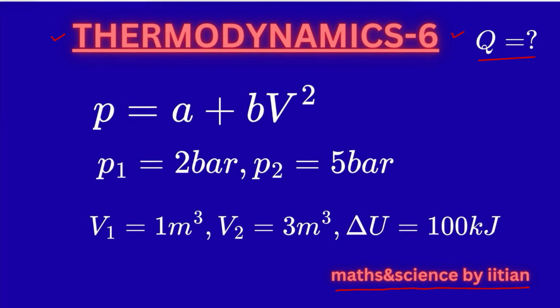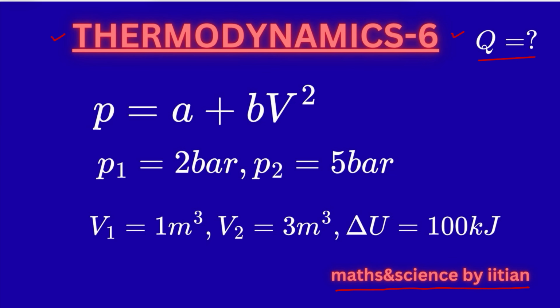Delta U is the change in internal energy. The internal energy at state 1 is something, and at state 2 the internal energy is something. The difference in internal energy, the increase in the internal energy, plus work done by the system is equal to heat. Q is equal to delta U plus W is the first law of thermodynamics.